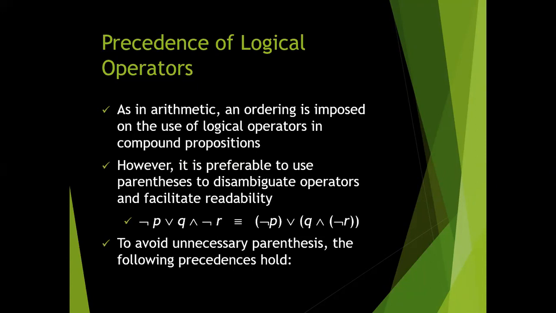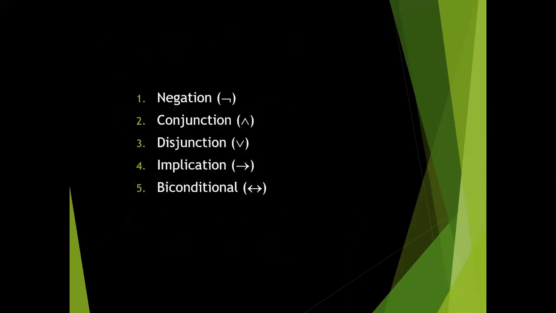However, it is preferable to use parentheses to specify operator order and facilitate readability. We have to write in a normal form that anyone can read and understand in a simple form. To avoid unnecessary parentheses, the following precedence holds. First of all, we evaluate the negation, then conjunction, then disjunction, then implication or the conditional, and lastly the biconditional.